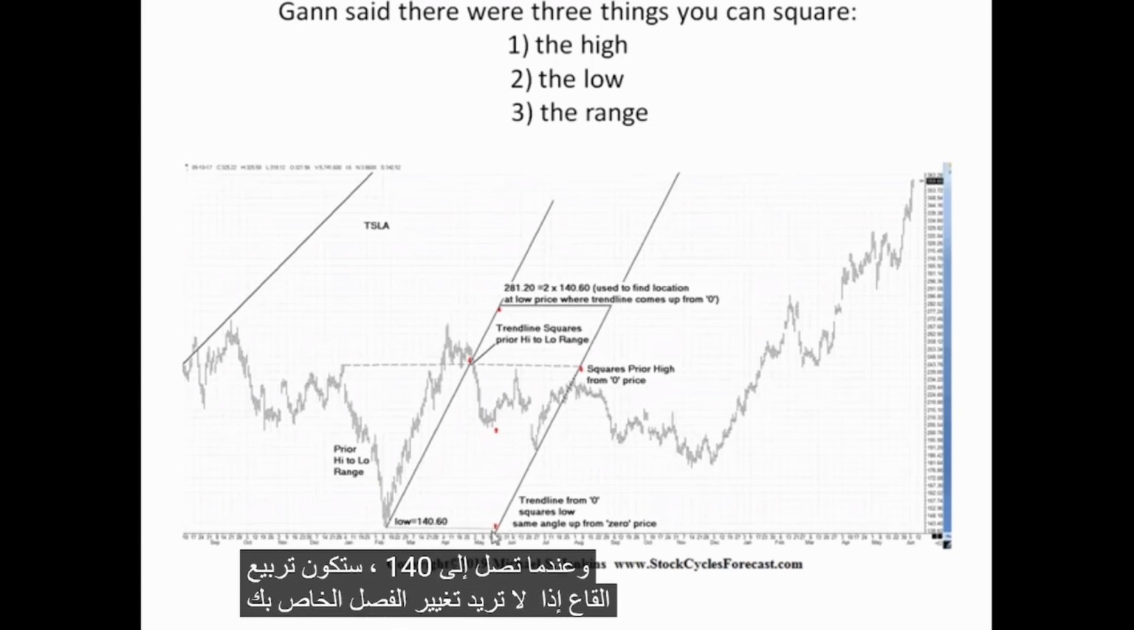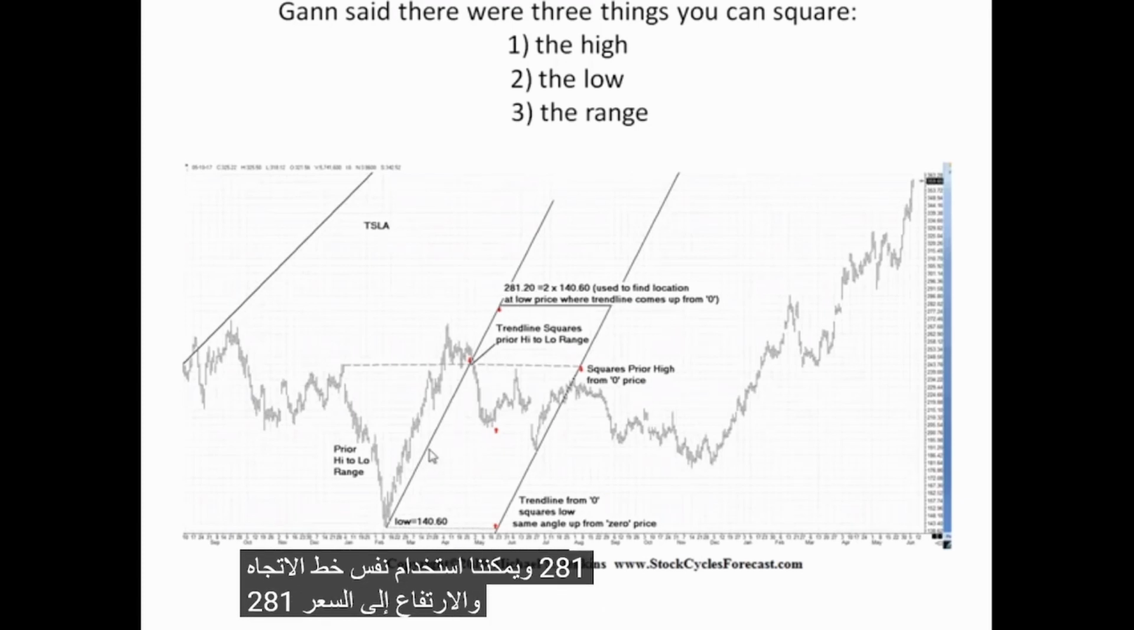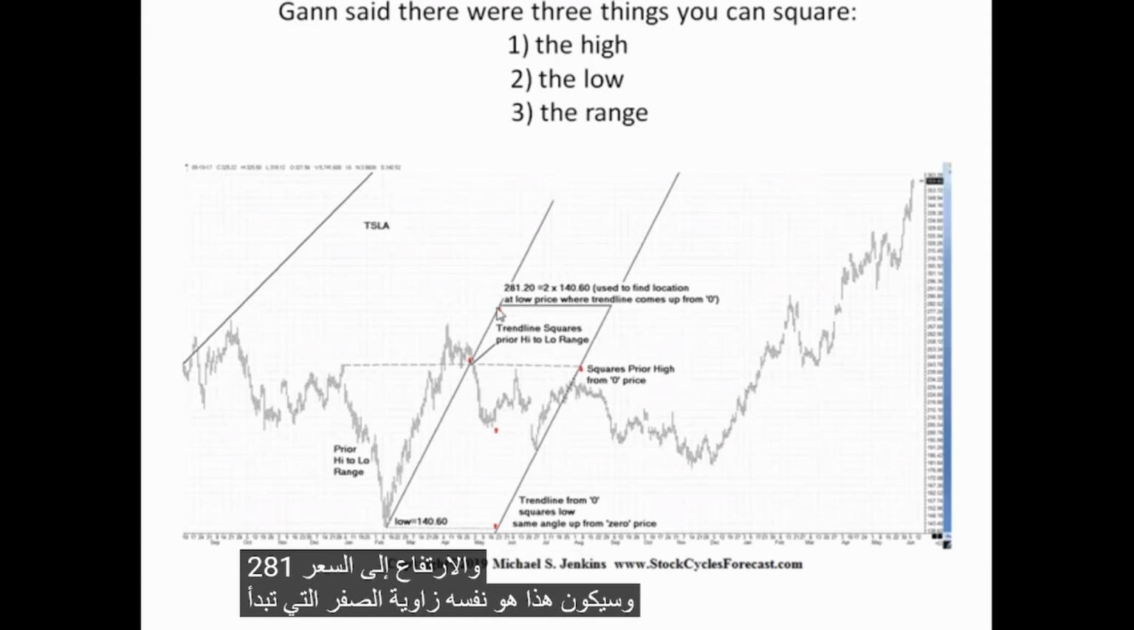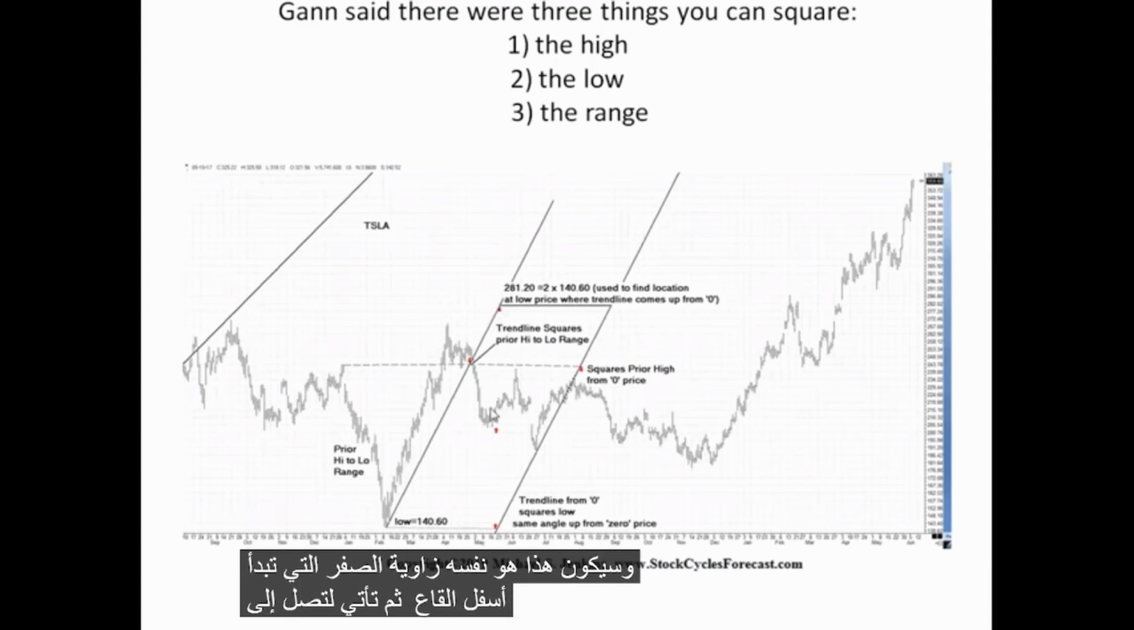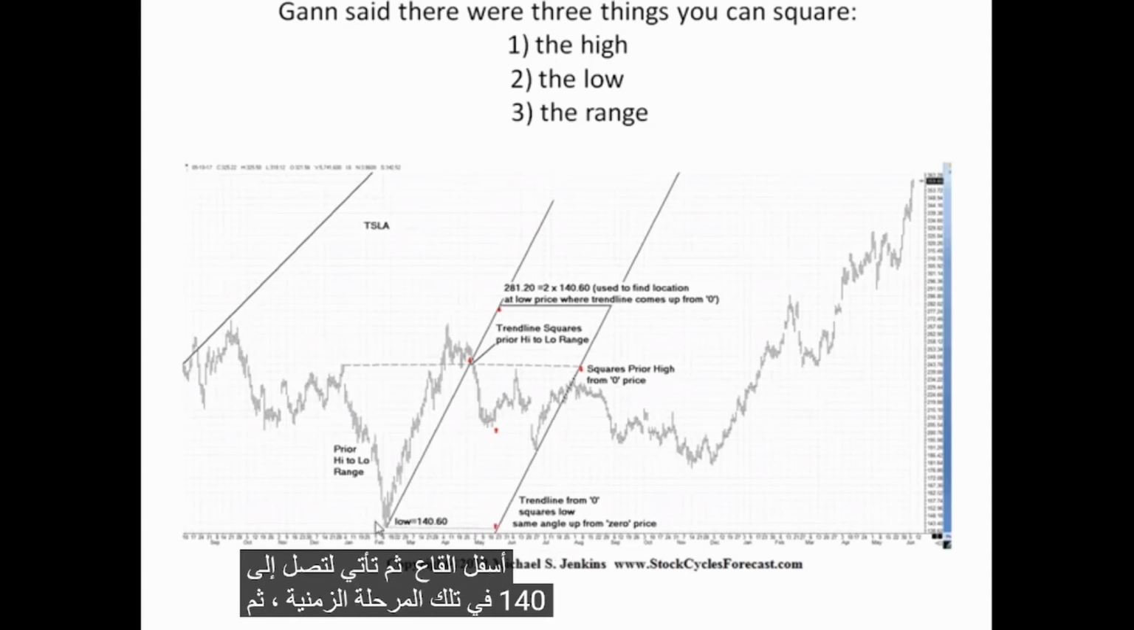If you don't want to change your chart that way, what we do is we double this range here. We go from 140 up to 281. And we can use the same trend line and go up to the price of 281, and that would be the same as a 0 angle starting down under the low and coming up to hit 140 at that point in time.